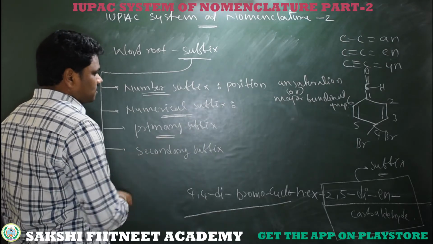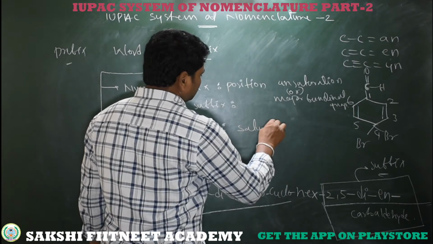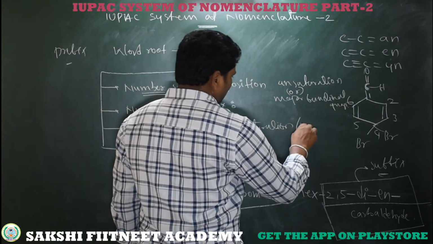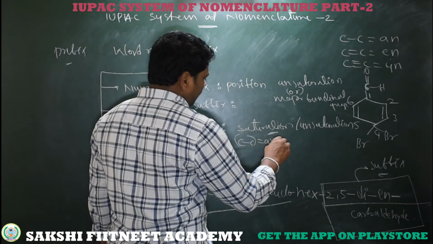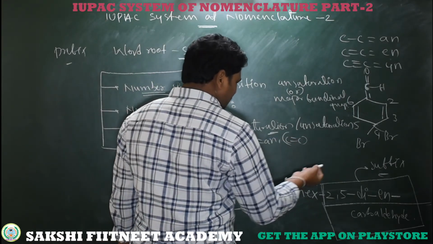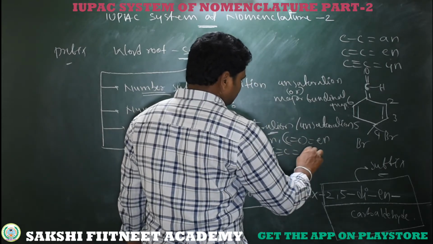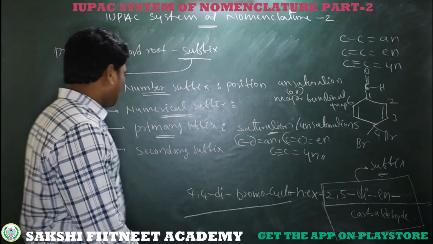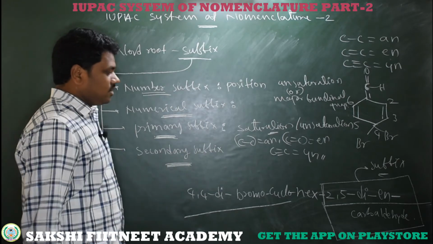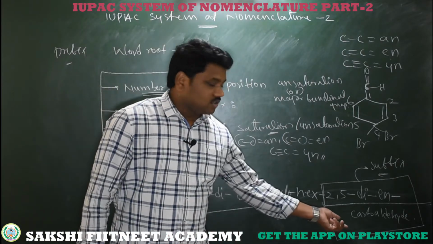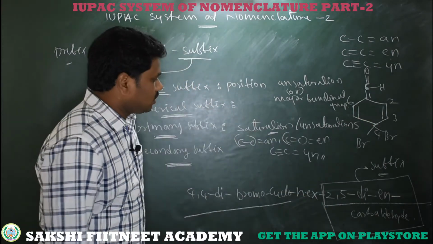Now what about primary suffix? It gives the information about saturation or unsaturation. If the carbon to carbon bond is single, it becomes an; if carbon to carbon double bond is present, it becomes in; carbon to carbon triple bond, it becomes ine. That is called a primary suffix. Then what about secondary suffix? It's very easy. The name of the functional group present on the parent chain.